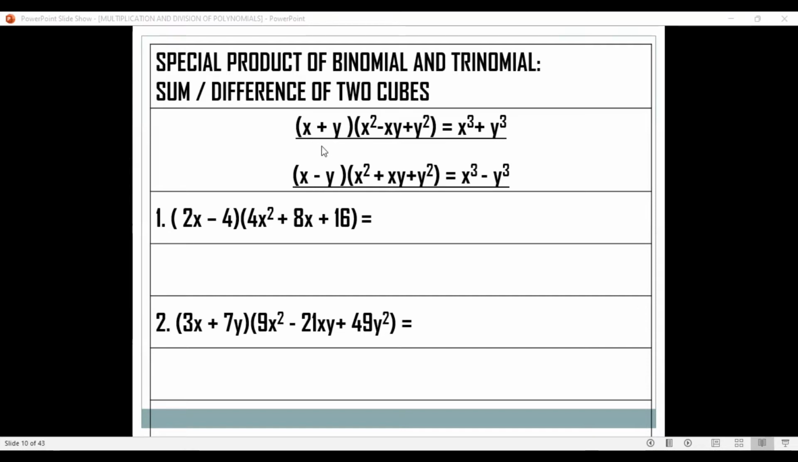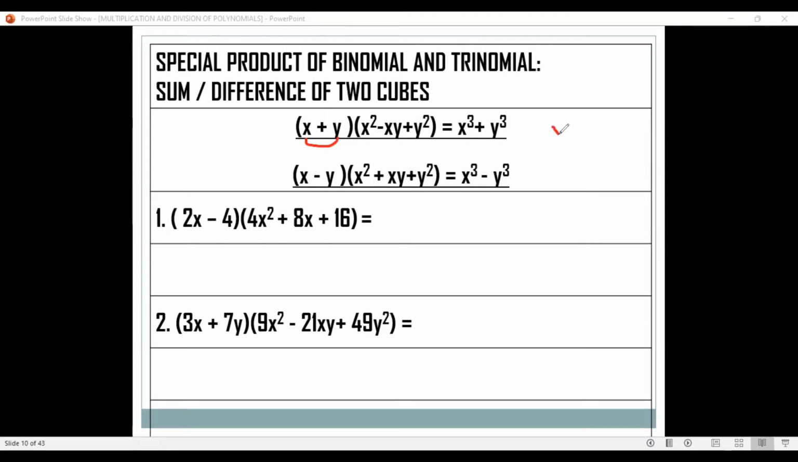When you multiply x and y, the answer that we will be getting there is a positive xy, but the negative of that will result in negative xy. And the third term is the square of your second term, which is now y raised to the second power. So basically here, we have now the x cubed plus y cubed.